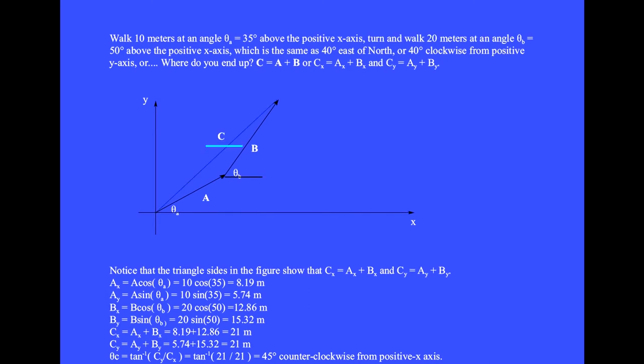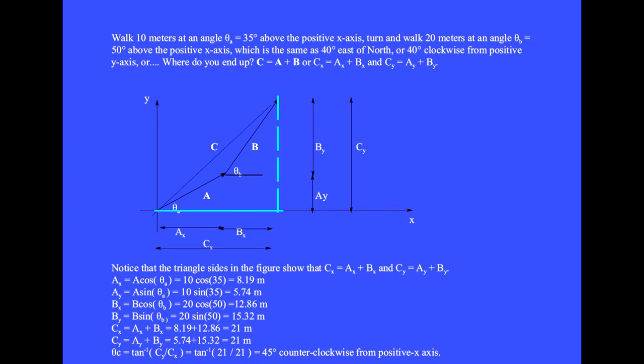Next, we write a single walk C, which is the sum of the two walks A and B. We write vector C equals vector A plus vector B. Let's make triangle C and determine the lengths of its sides. We see that this side of triangle C has the same length as the sum of the sides of triangles A and B. We write C sub X equals A sub X plus B sub X, and this is equal to 8.19 meters plus 12.86 meters makes 21 meters. We see that this side of triangle C has the same length as the sum of the sides of triangles A and B. We write C sub Y equals A sub Y plus B sub Y equals 5.74 plus 15.32 equals 21 meters.